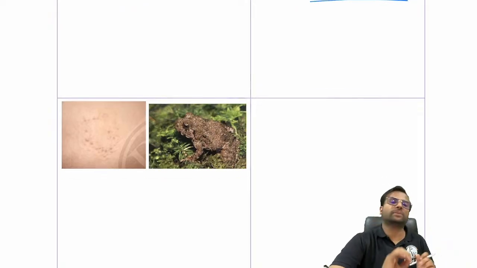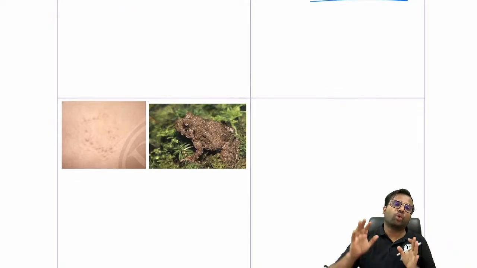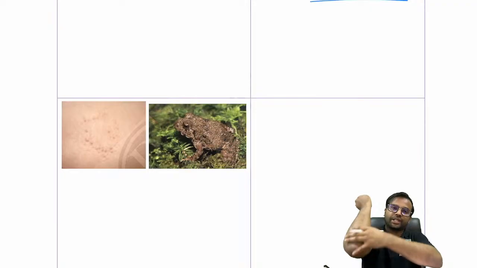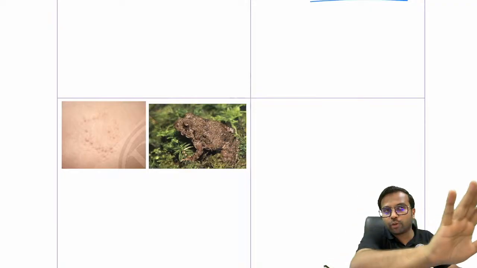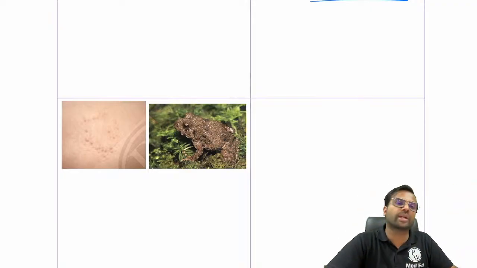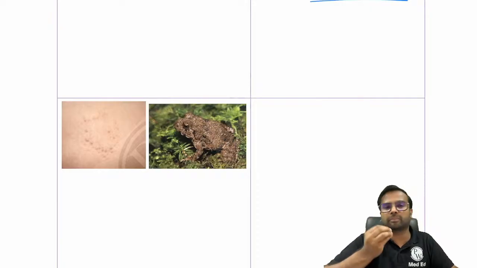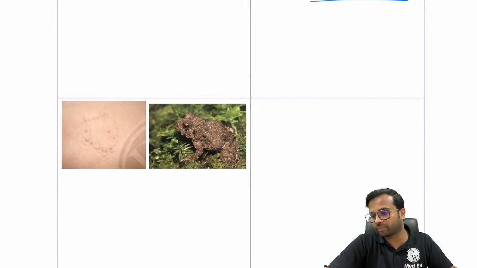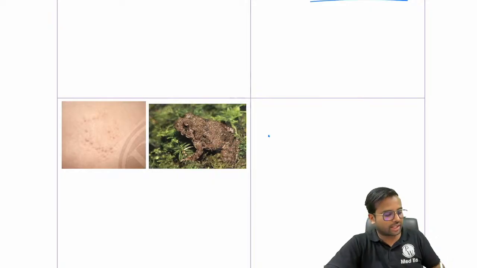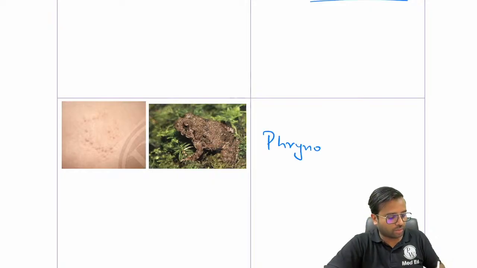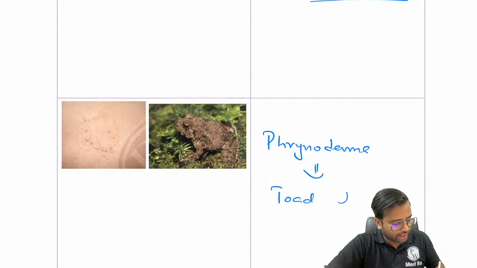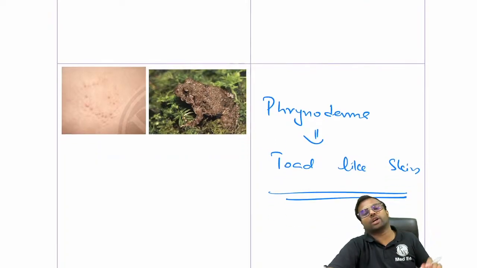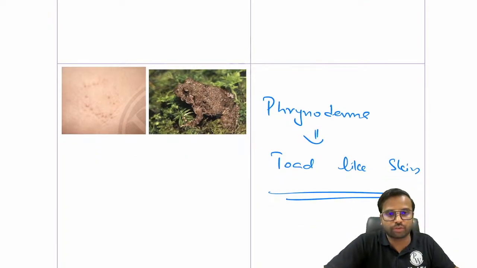So now let's see the next one. What if you get a child who is complaining of some lesions over the elbow? And when you palpate these lesions over the elbow, you can see that there is some feeling like palpating a small frog or a toad. What is it? Yes, this is called as rhinoderma, which means a toad-like skin. And this can be seen in association with different types of nutritional deficiencies.